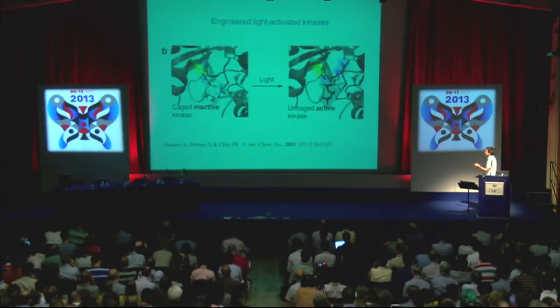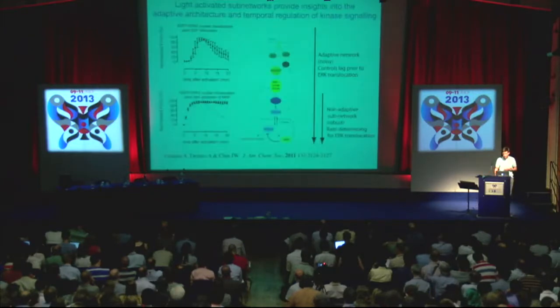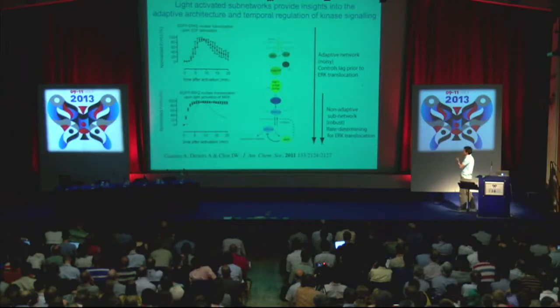The way we decided to do this is a near universally conserved lysine in the active site of the kinase. We replace this with a photocaging group and introduce mutations that make the kinase otherwise constitutively active. So now when we shine light on the cell, we can rapidly photoactivate the kinase. So what can we learn from these types of experiments?